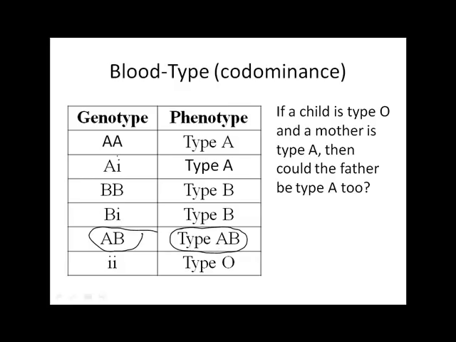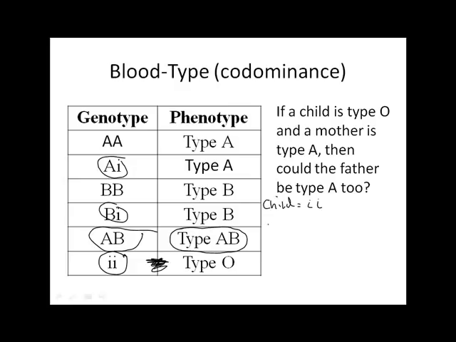But allele A does mask the I, and allele B does mask the I, so therefore the I's are the recessive alleles in this scenario, and both A and B are codominant with each other, yet completely dominant over I. So if a child is type O, you'll see right there, type O, its genotype is II. Has to be. No other choices.